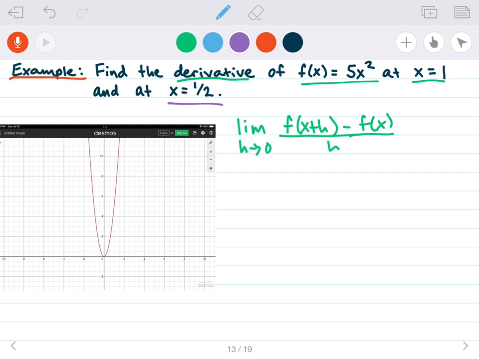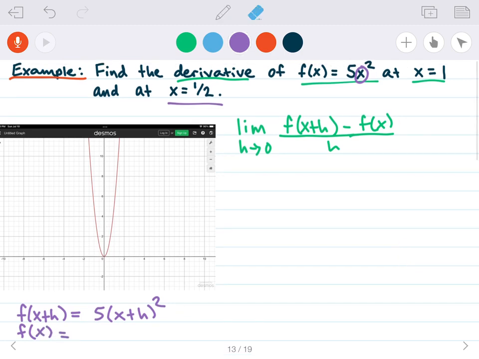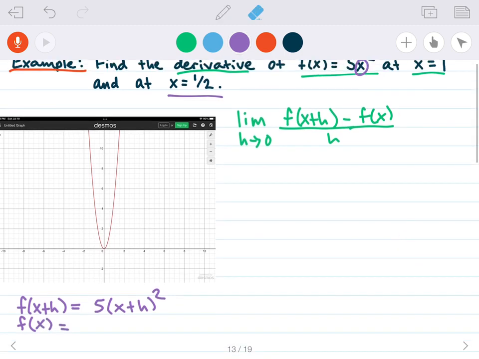All right, so f of x plus h. Let's do this off to the side here because I want to just figure out what that is. Again, I'm just plugging in x plus h into my variable x in my function, and I just get this. And then f of x is just 5x squared. So I can plug these values into my limit definition now. Let's do it.